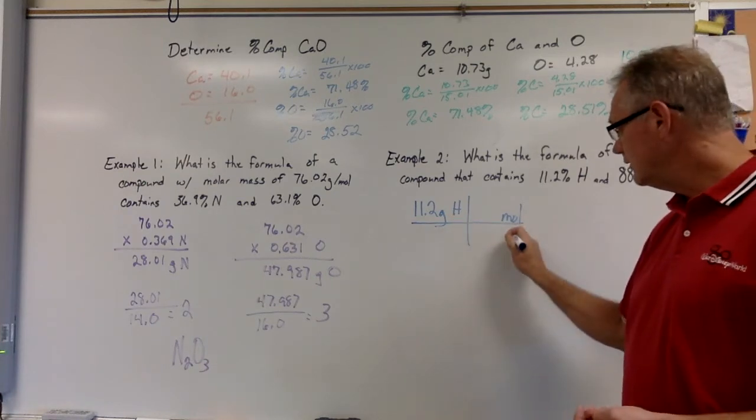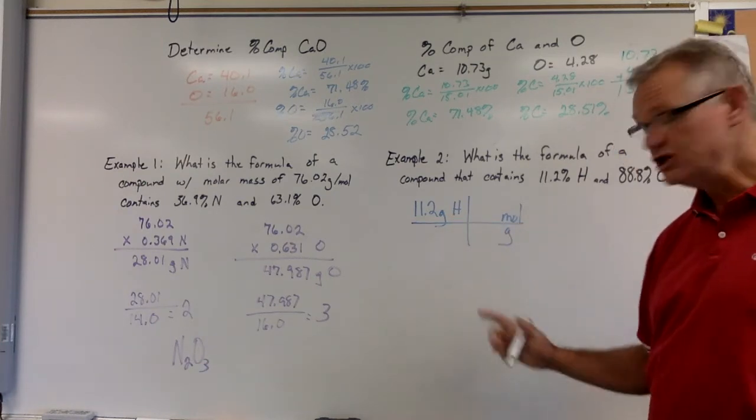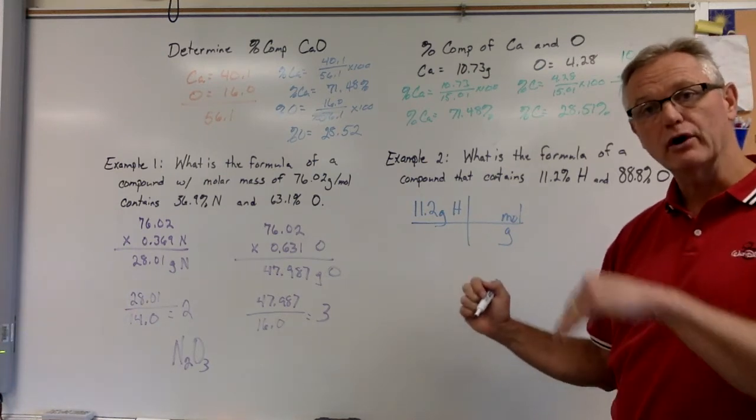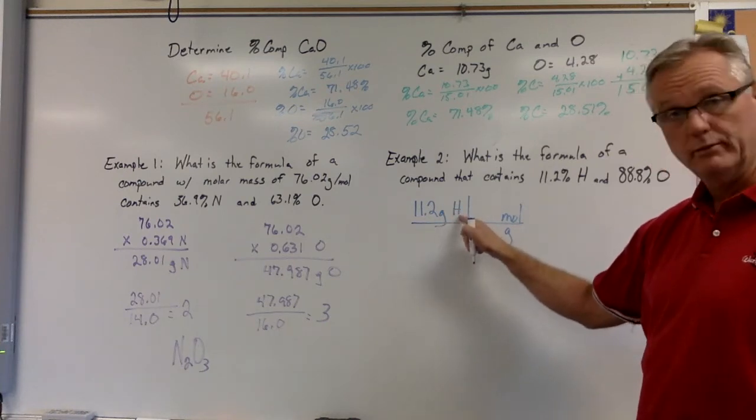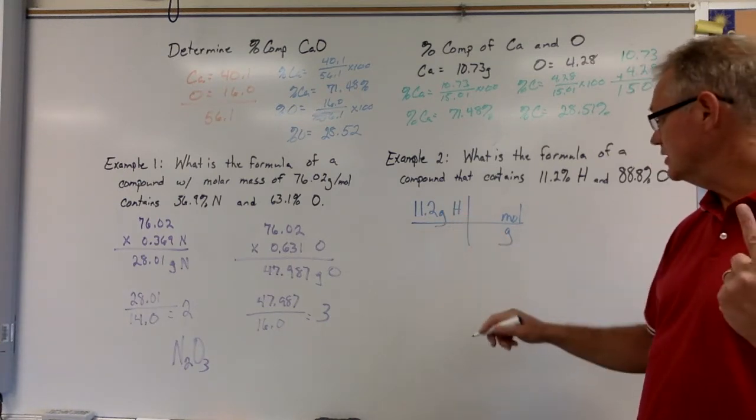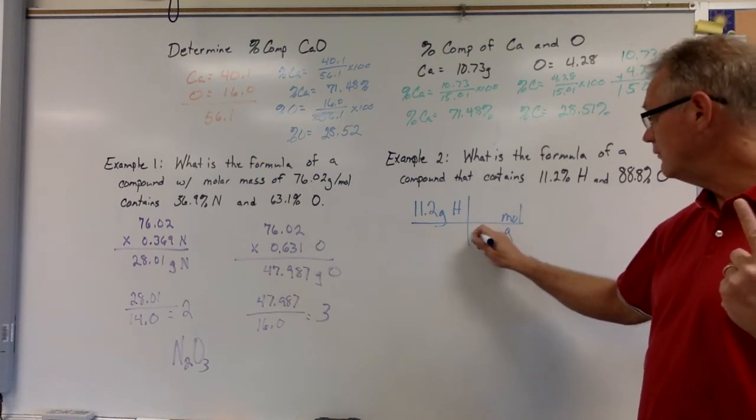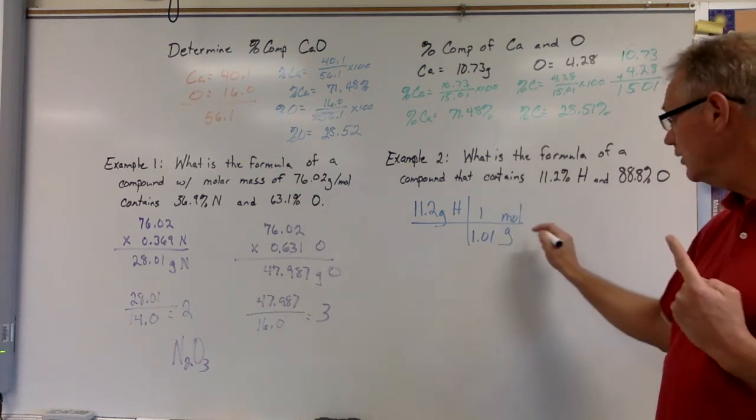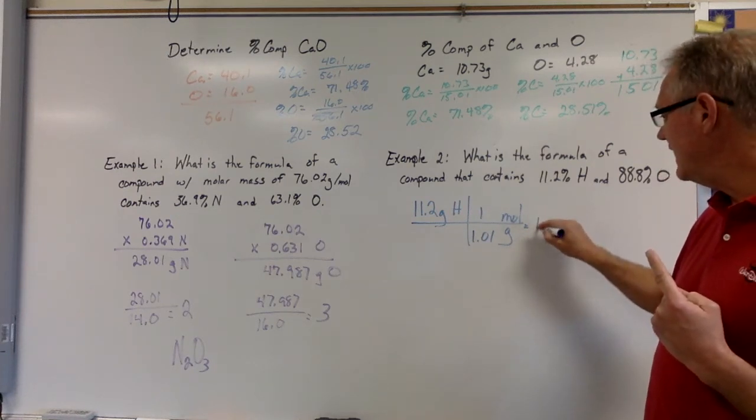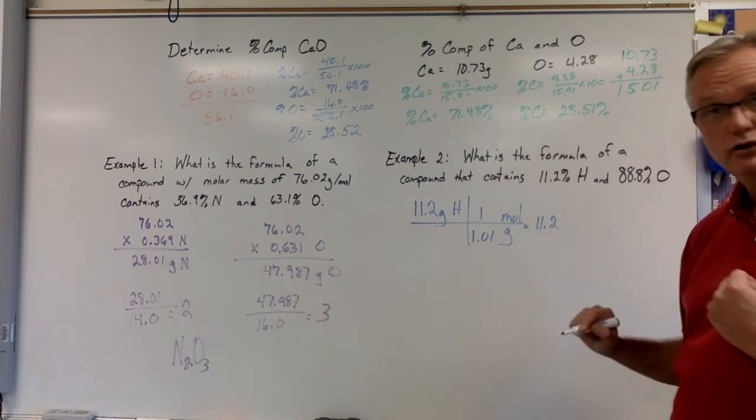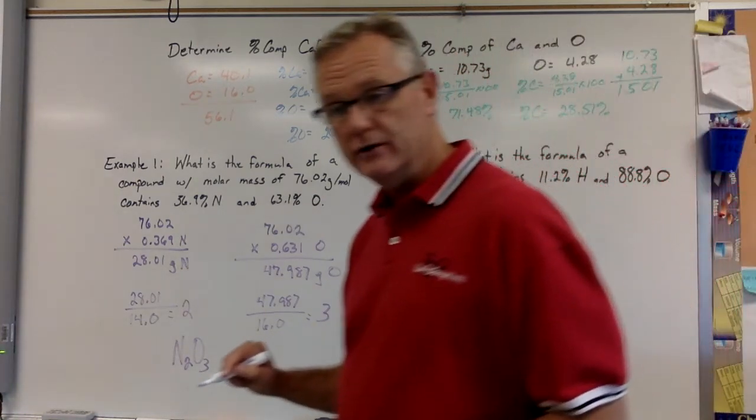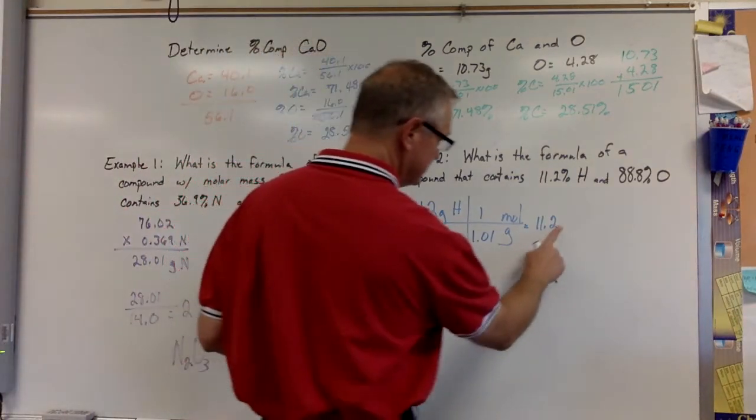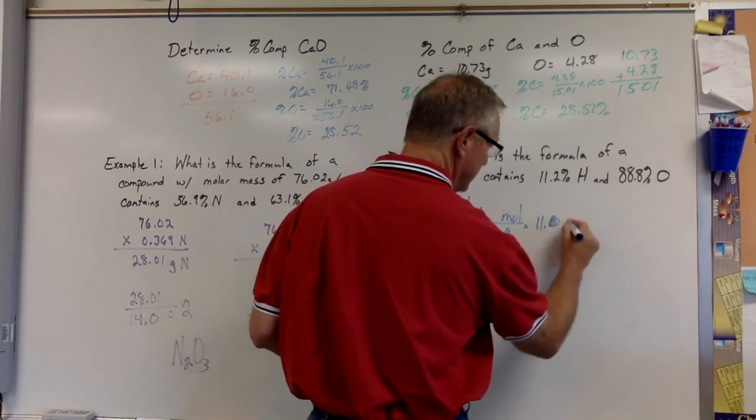What do I have to factor out? A gram. What is the relationship between a gram and a mole? Molar mass. What is the molar mass? The number of grams per 1 mole of whatever formula I'm dealing with. This is just a hydrogen. So I know, looking at my periodic table, it is 1.01 grams per 1 mole. So when I divide that out, I get 11.09. All right. So that gives me the first part of this.